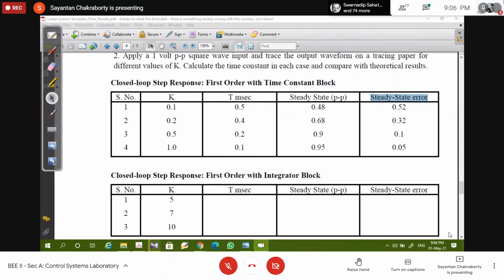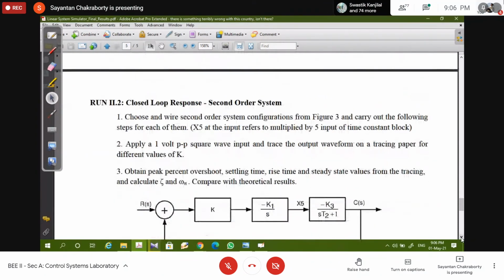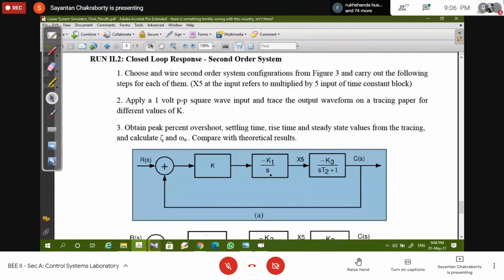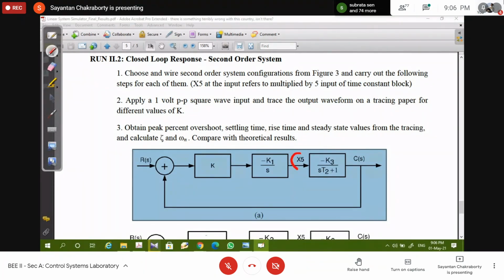Now, the next and final module will be a second order closed loop system, which is achieved by this gain, the integrator, and the time constant. I think I have missed out the fact that, just like the previous case, all these blocks have a negative sign, that is, they are inverting. So they are minus K1 by S, minus K3 by ST2 plus 1. Note here you're using a gain 5, so you can assume this to be minus 5 K3.